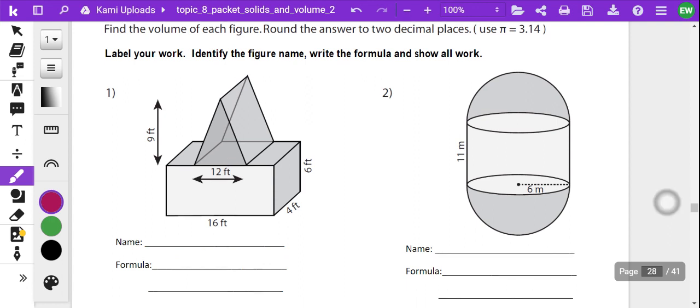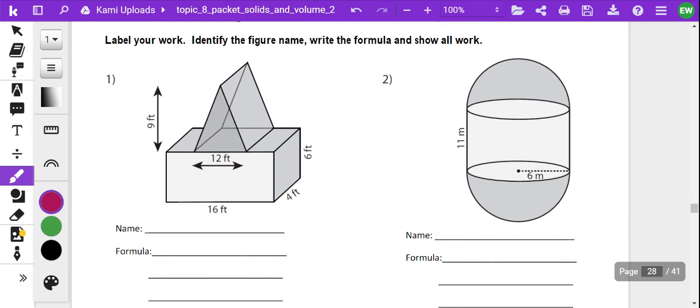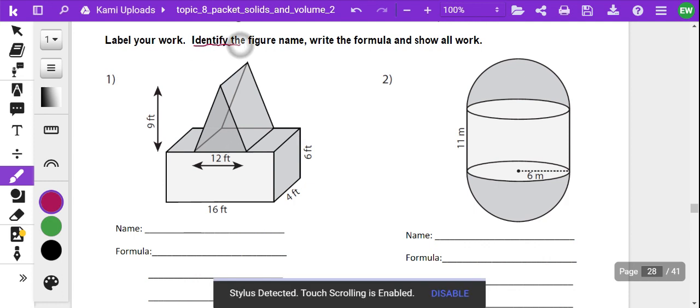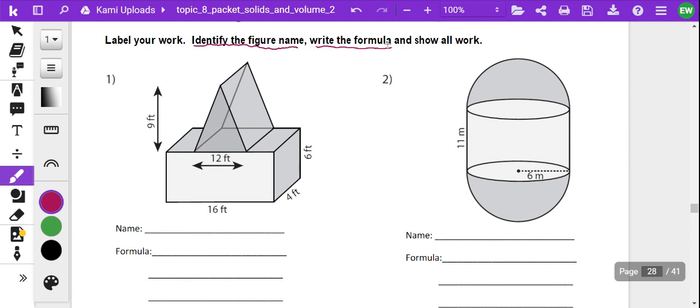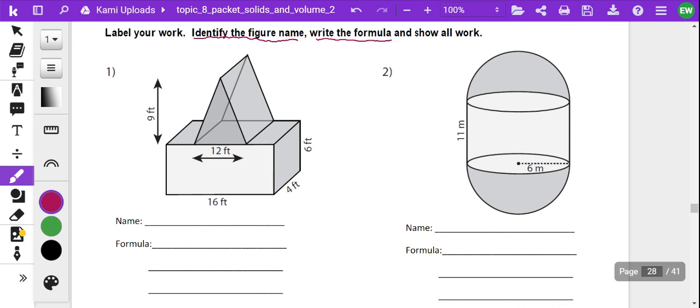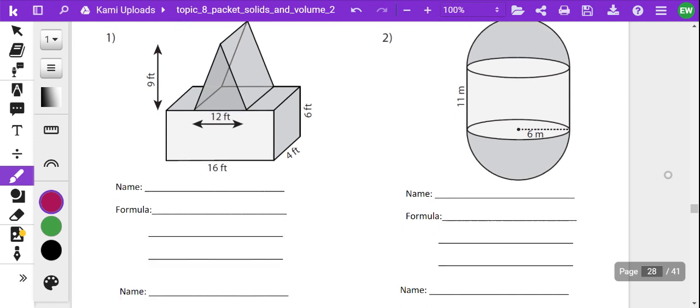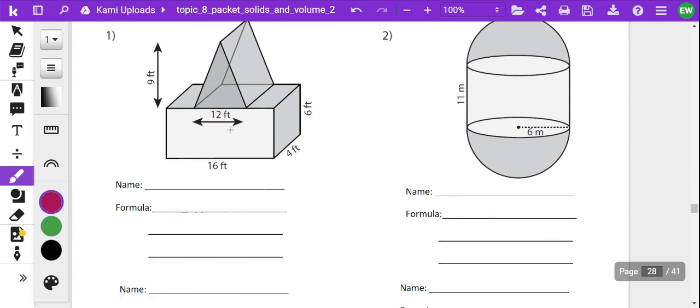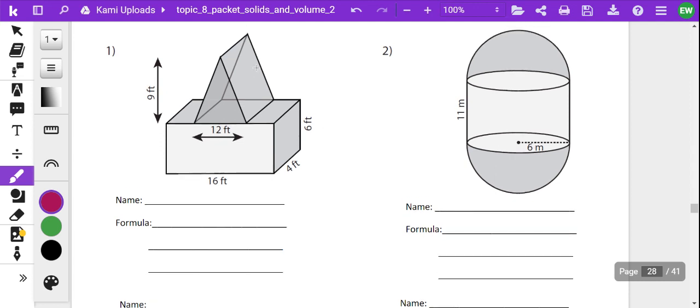When we look at a composite figure, it's very important that we identify the figures and write the formulas. All of your formulas are in your packet, so you may have to go back and look for them. Again, we're not going to be focusing on pyramids at all, just the figures that we have been working with. If we look at this first figure, it looks like I have two different figures. One of them, figure A, this one on top, is a triangular prism.